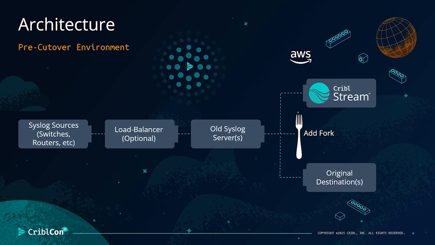The other option here is to set up the extra destinations on the devices themselves, but a load balancer will make a lot of this easier in the future, so if you don't have a load balancer in front of your Syslog servers, now might be the time to consider one before trying to do something like this.